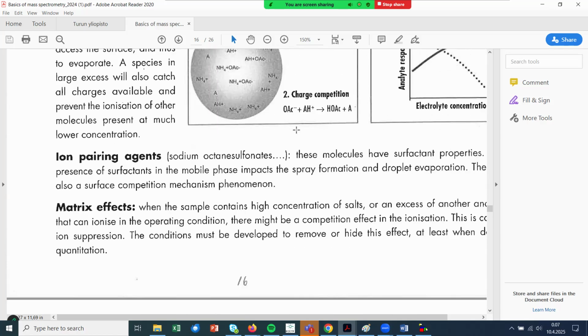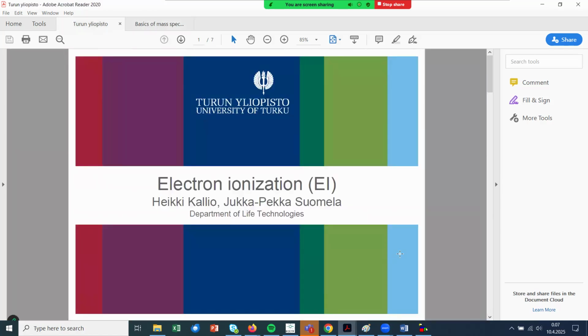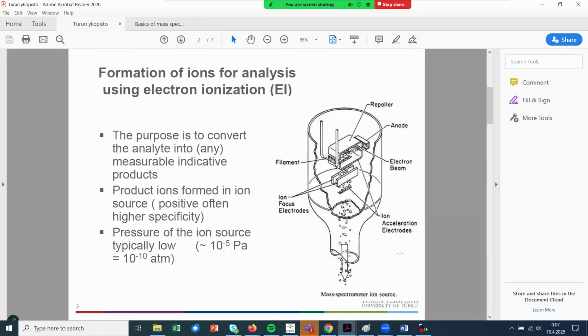Well, this was the electrospray ionization. Actually, I now jump to my other slide here. Then we have electron ionization as another example. And here, remember now the difference. It's ESI or electrospray ionization, and this is EI or electron ionization, and this is just very different.